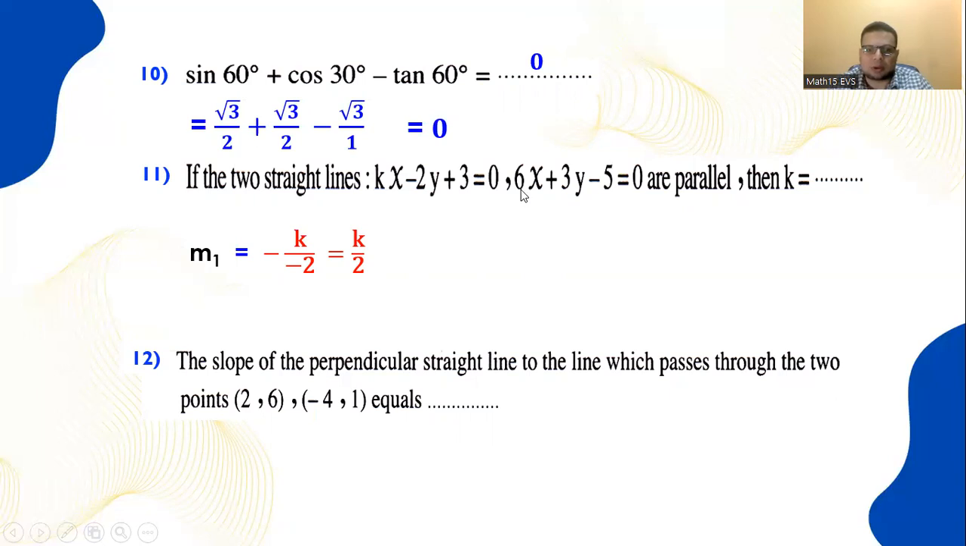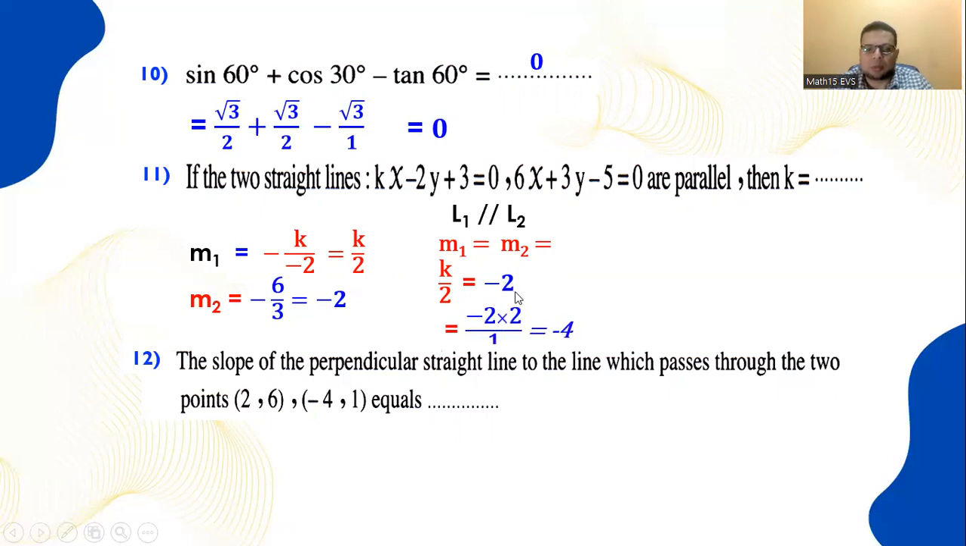M2 is negative coefficient of x, -6, over coefficient of y, 3, which will be -2. They are parallel, that means M1 equals M2, so k over 2 equals -2. You can use cross multiplication, so k equals 2 times -2, which will be -4.